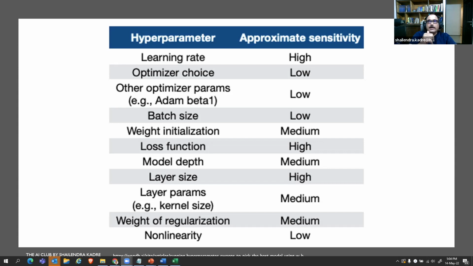Model depth means the number of layers which you are using. That is also a hyperparameter. It has medium sensitivity. Layer size means how many neurons you have in one layer. That also has very high sensitivity.